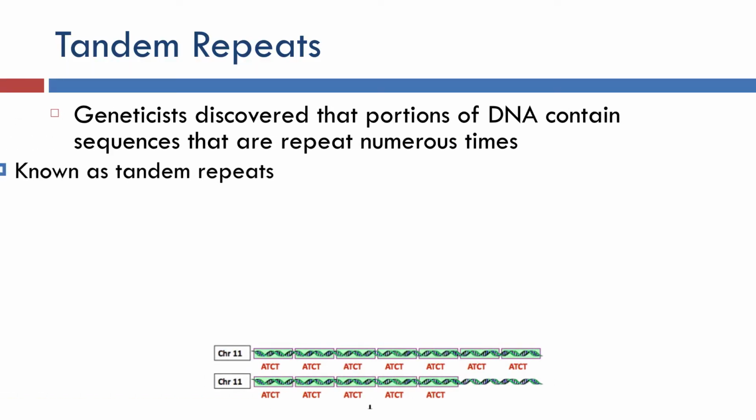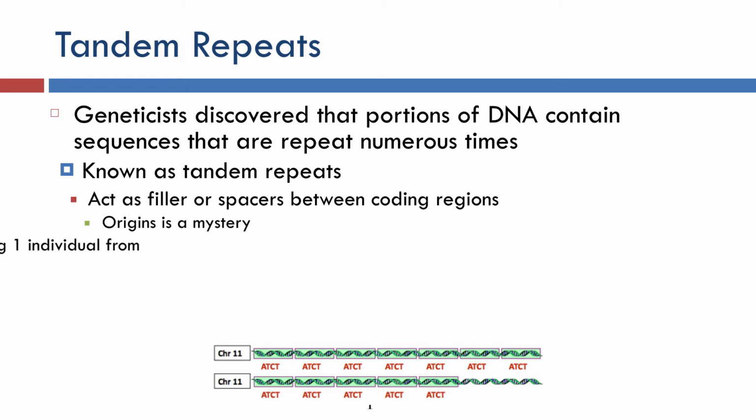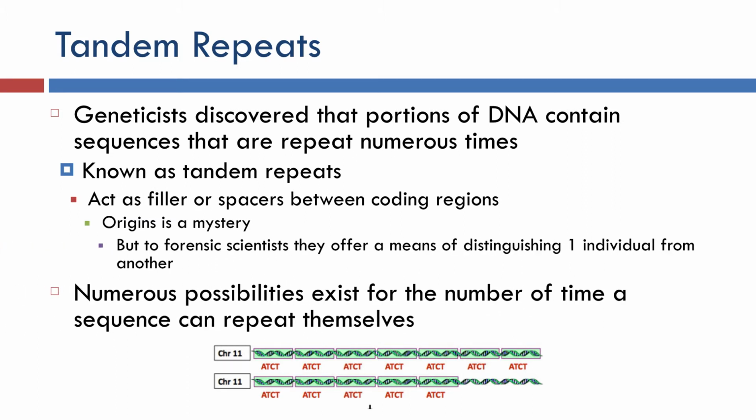Tandem repeats. Geneticists discovered that portions of the DNA contain sequences that are repeated numerous times within our DNA, our chromosomes. This is known as tandem repeats. They act as fillers or spacers between the coding regions of the DNA. Although the origin of these is a mystery, they offer forensic scientists a means of distinguishing one individual from another.